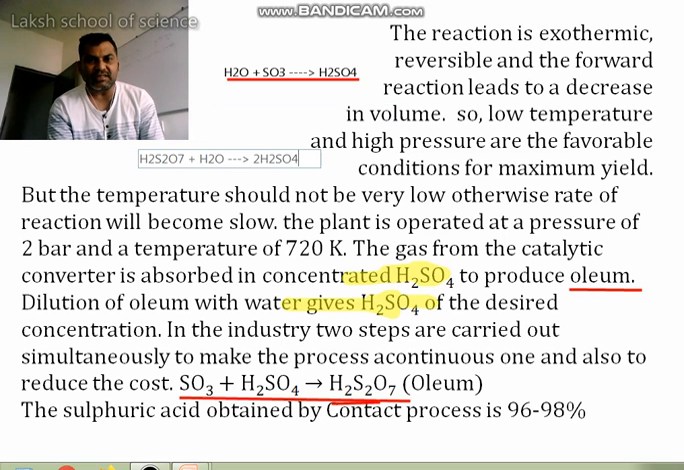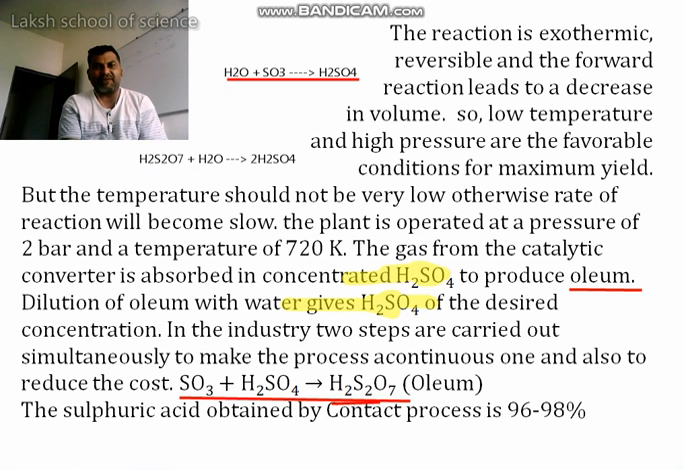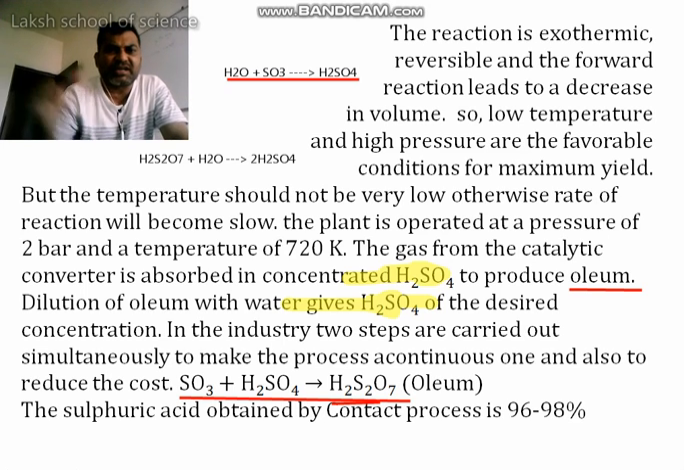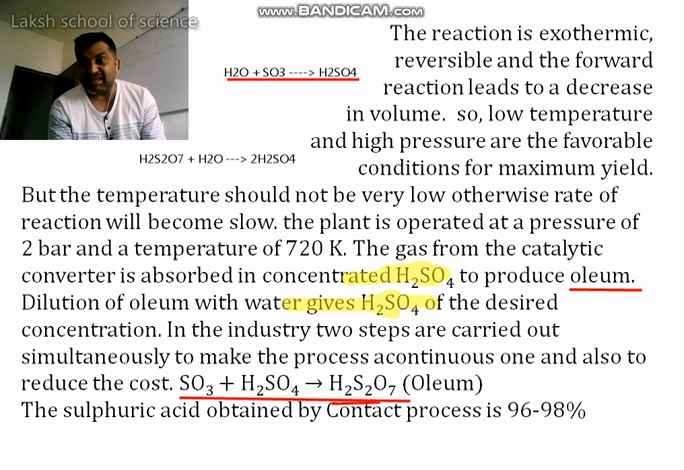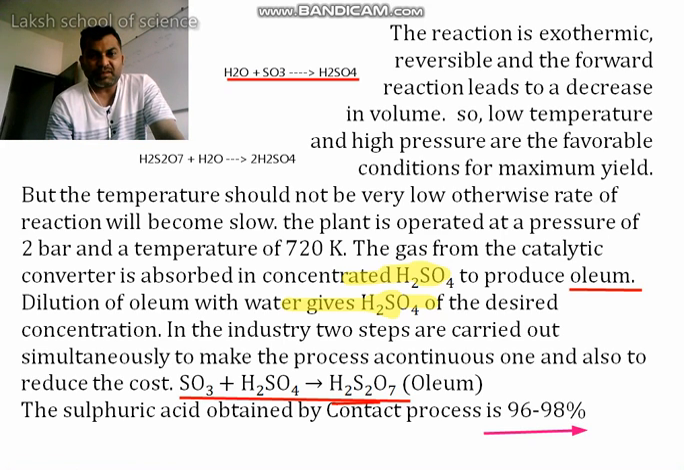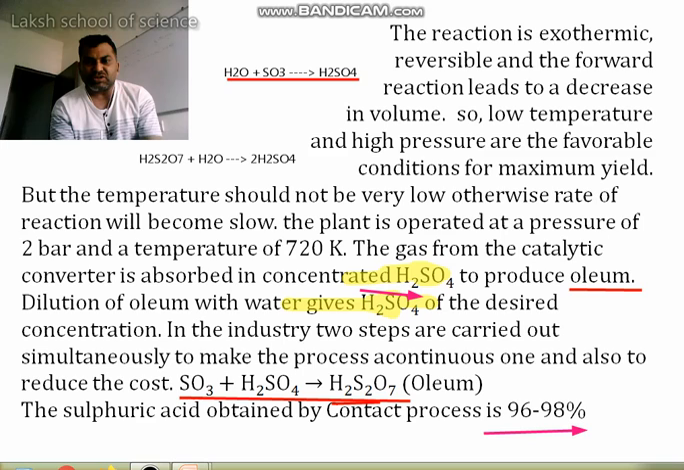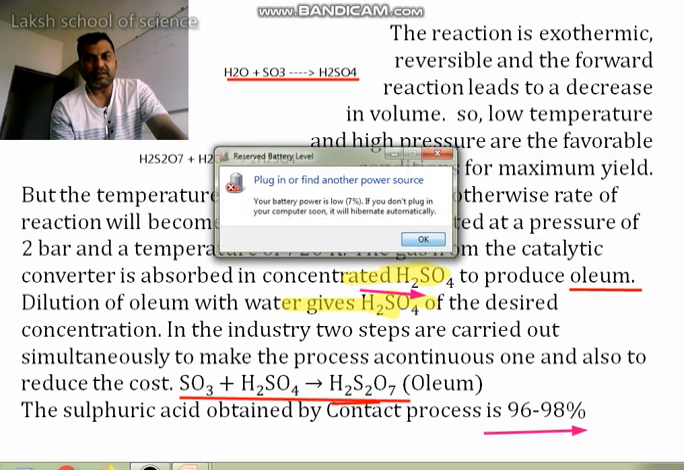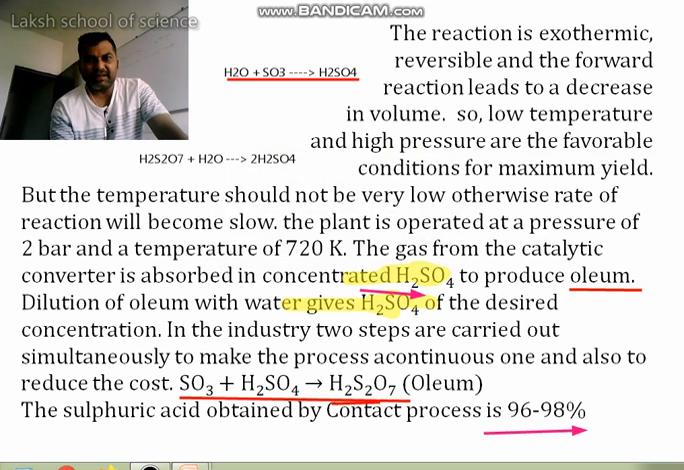Now if you add water into H2S2O7, it will automatically give you 2 times sulfuric acid. Now tell me which is beneficial, so we made it first. Now you add as much water as needed for the concentration of sulfuric acid you want, and that much sulfuric acid is made. See here, we can prepare up to 98% sulfuric acid, and that's why this is important. So the gas from the catalytic converter is absorbed into concentrated H2SO4 to produce oleum. Dilution of the oleum with water gives H2SO4 of the desired concentration. In industries, the 2 steps are carried out simultaneously to reduce the cost.